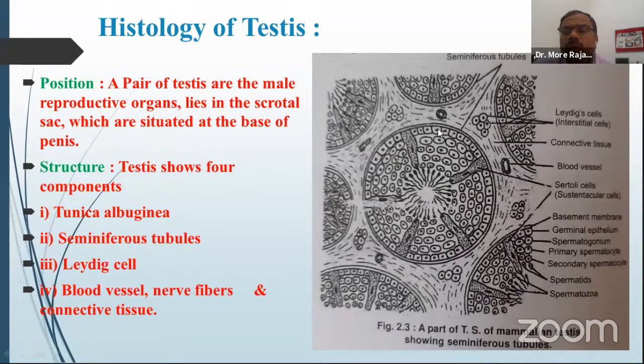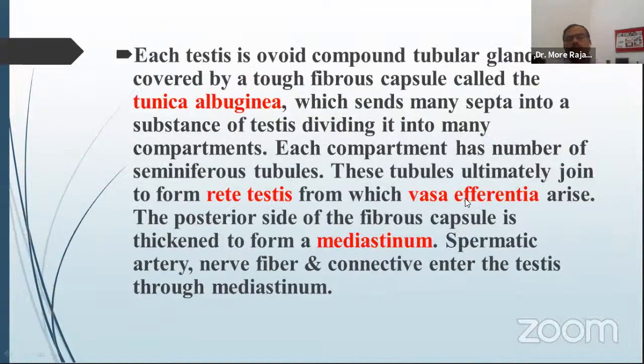Now, in between this germinal epithelium, it is not continuous, but it is interrupted by such a longer cell. These longer supporting cells are called the Sertoli cells or the sustentacular cells. These give nourishment to the spermatozoa. So this is the structure which is observed in the TS, or transverse section.